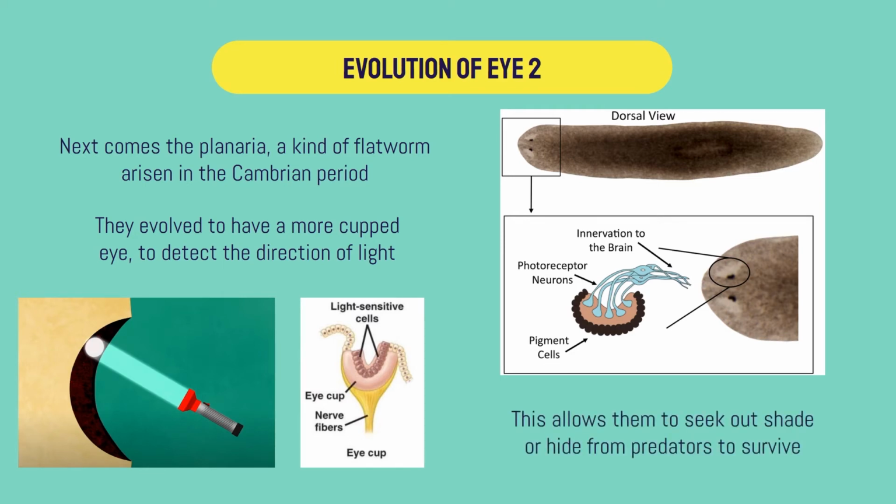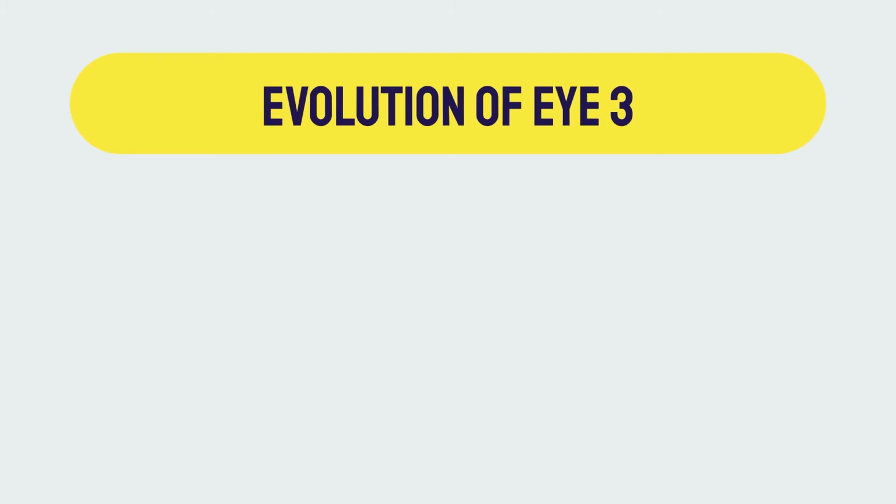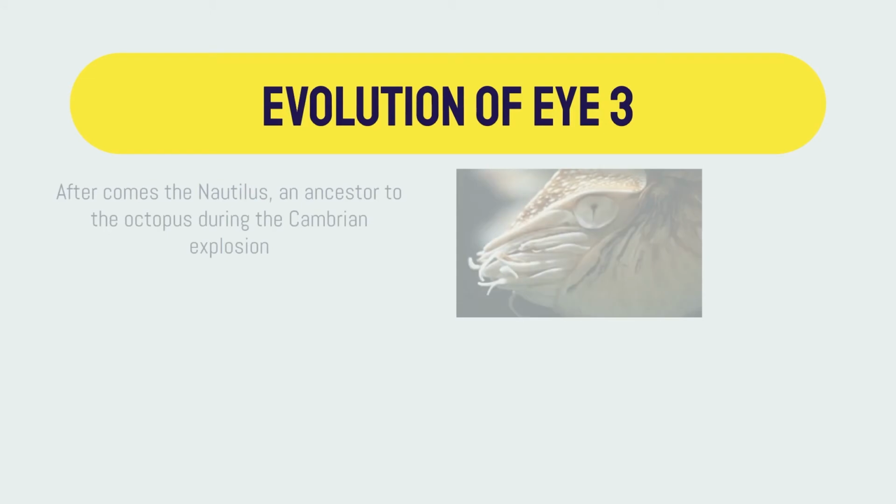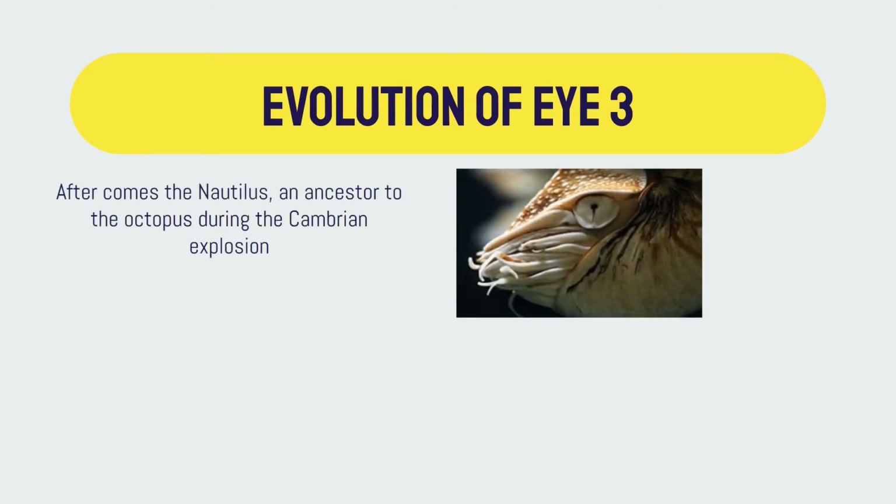The pit eye provided an evolutionary advantage as it facilitates the ability to discern direction, distinguish moving objects like predators or food from the surroundings, and permit them to seek out shade to hide from predators, which, put all together, increase the chances of survival and reproduction compared to animals with eye spots. After the pit eye, there were even more biological changes that led to improvements in the vision. We can especially see this in the nautilus during the Cambrian explosion.